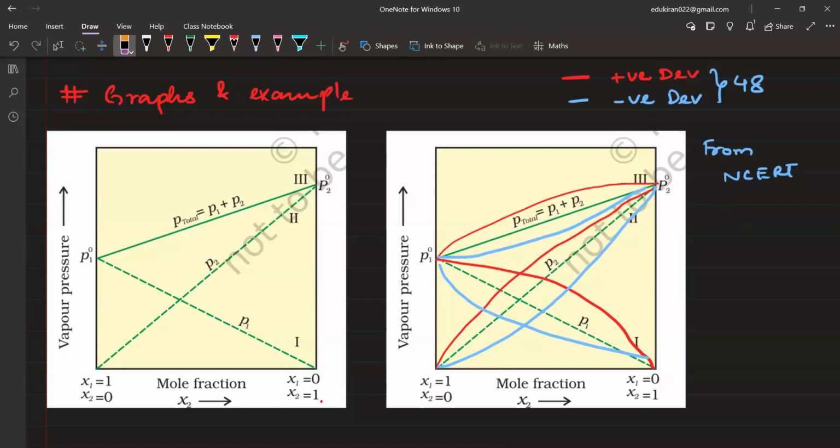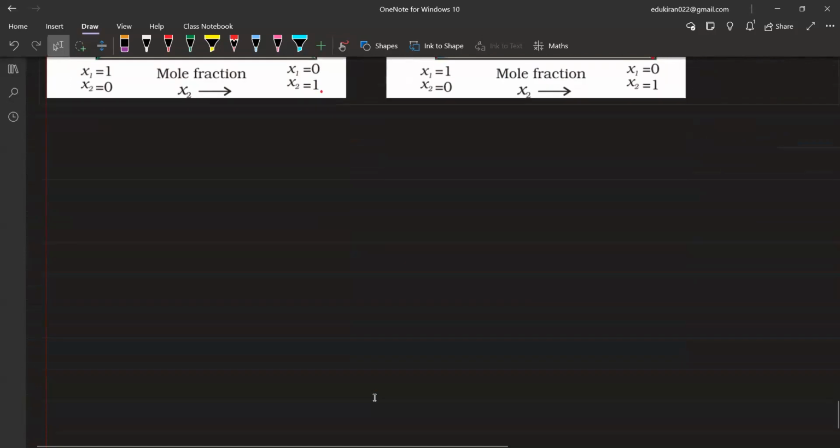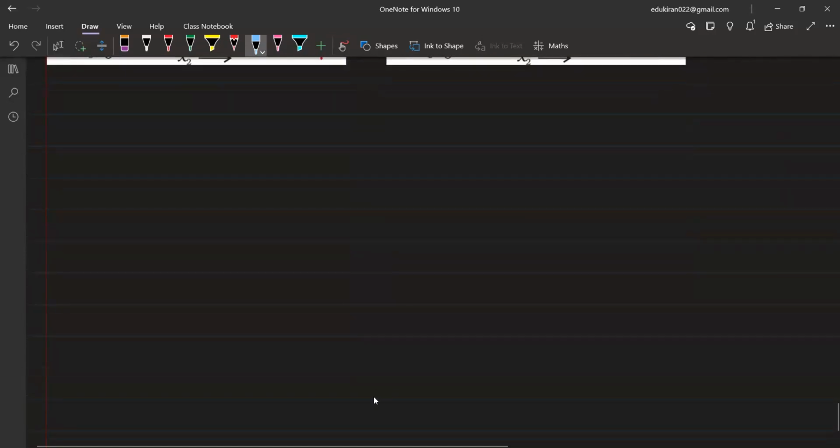Now, let us look at some examples. Please write it down. Positive and negative, you will get from page number 48, and this you will get on page number 44. Right, next, we have seen the examples of ideal solution. Now write the examples for the positive deviation. For positive deviation, you have some examples which are very important.